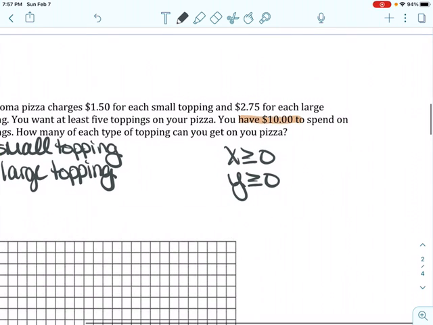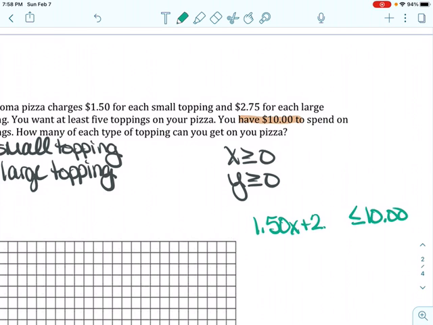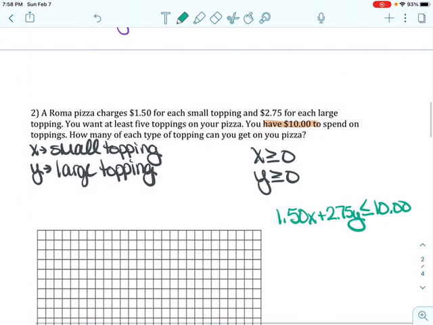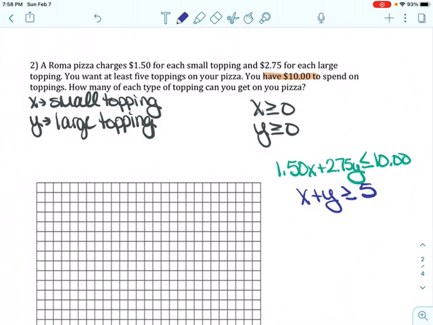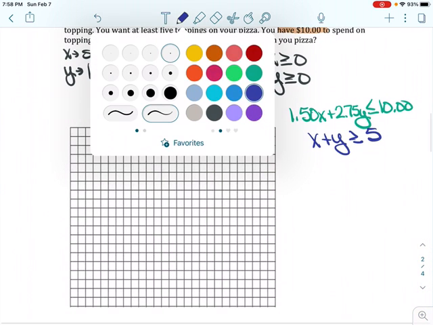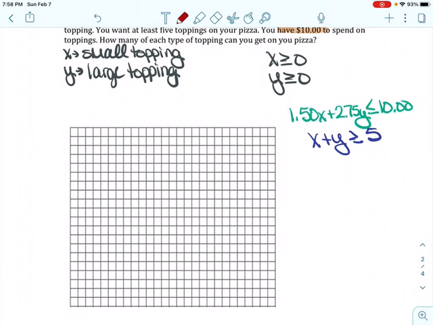So it's definitely one of our inequalities. So it's going to be less than or equal to $10. So let's make it $1.50x for the small and $2.75y for the large. Okay, and we want at least 5 toppings. So together we want to be greater than or equal to 5. Okay, does that make sense? Hopefully that makes sense. So this is our 4 inequalities. All right, so let's do our red for our greater than or equal to zeros.